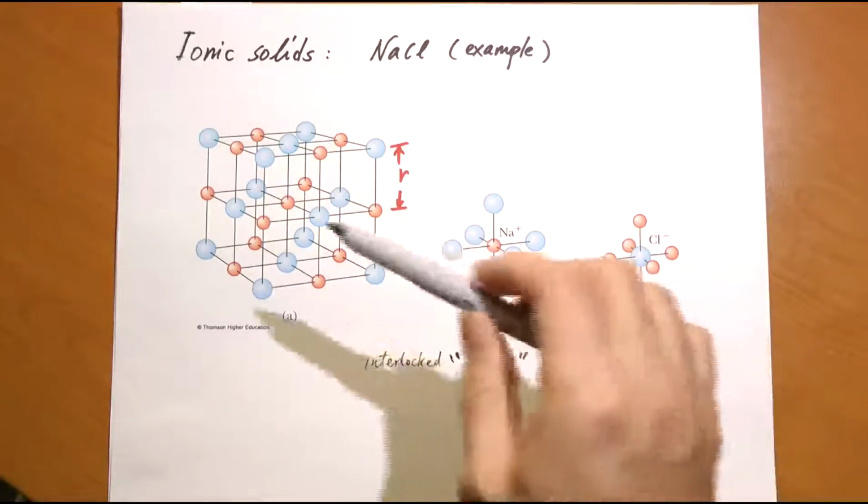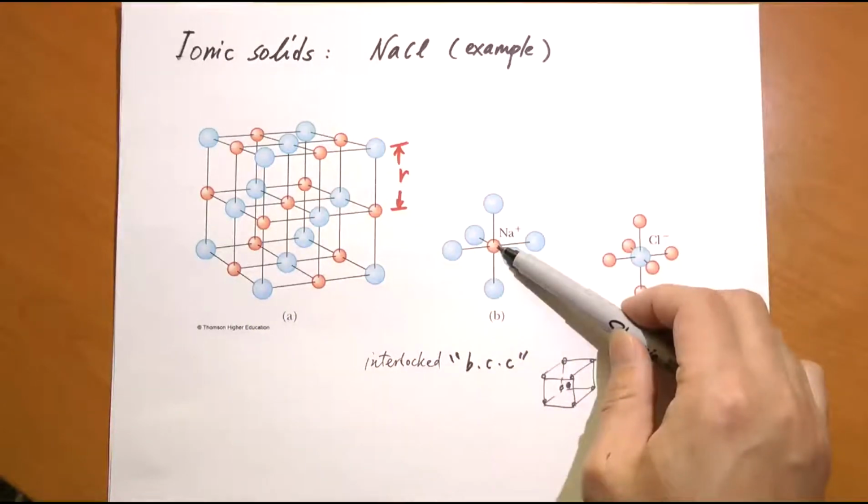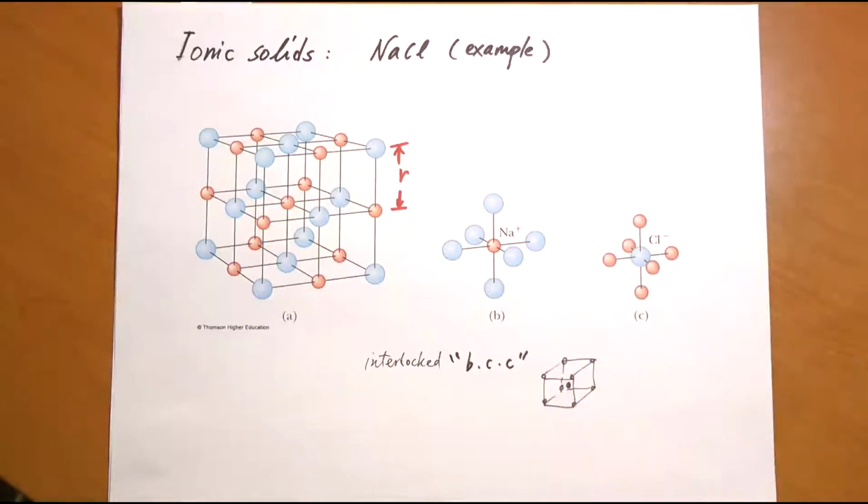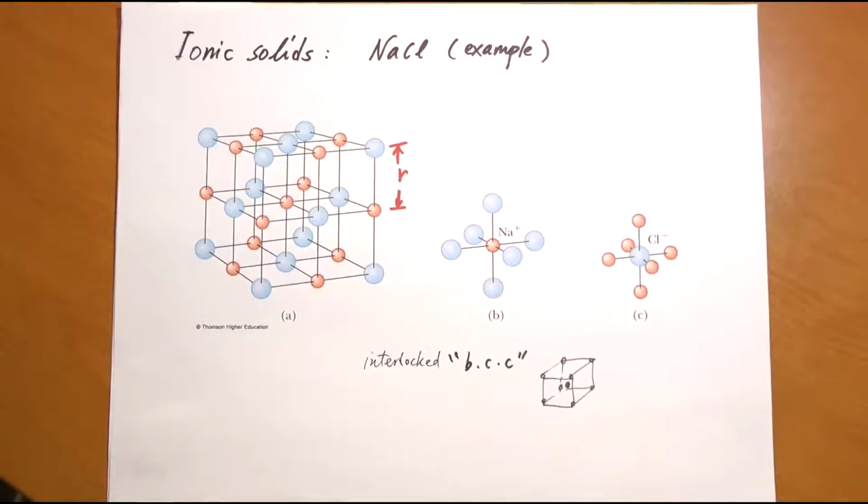Each ion is surrounded by 6 immediate neighbors that are oppositely charged, and then some next immediate neighbors that are similarly charged. So there is going to be a net attraction, which corresponds to a lower electrical potential energy.